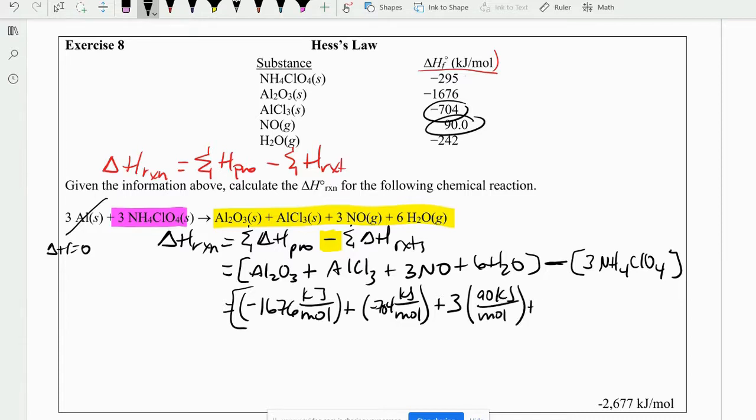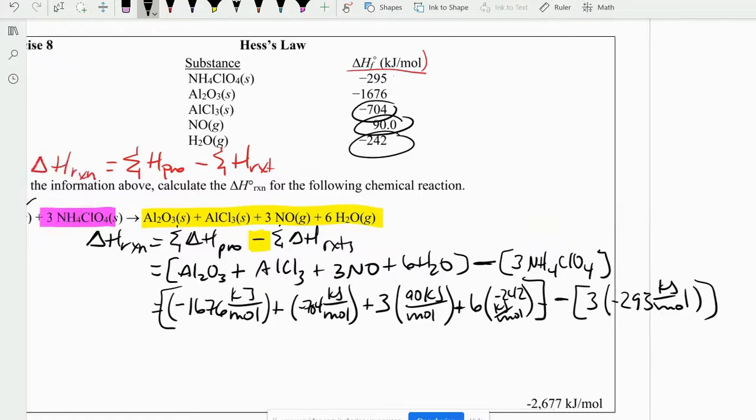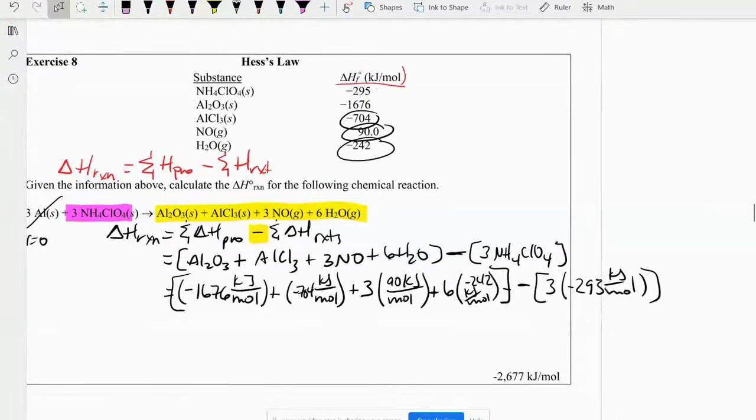All right, and then I got 6 waters. And I see water is negative 242 kilojoules per mole. Okay, let me go ahead and close brackets. Let's go ahead and subtract that from our reactants. And I've got 3 ammonium chlorates. And I noticed that the table tells me it's negative 295 kilojoules per mole. Okay, all right, follow the order of operations and just do this basic math.